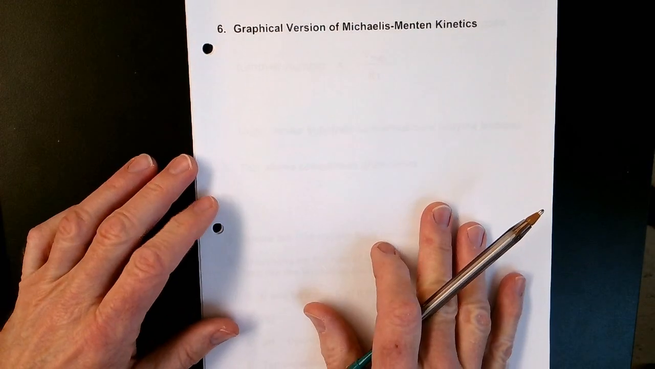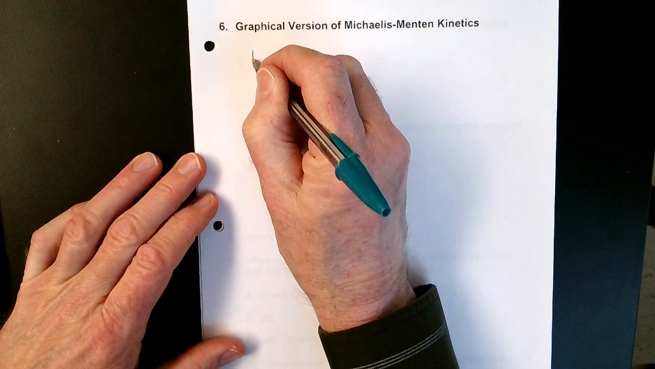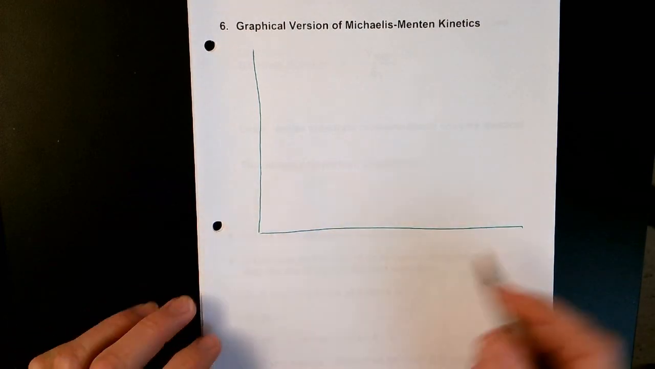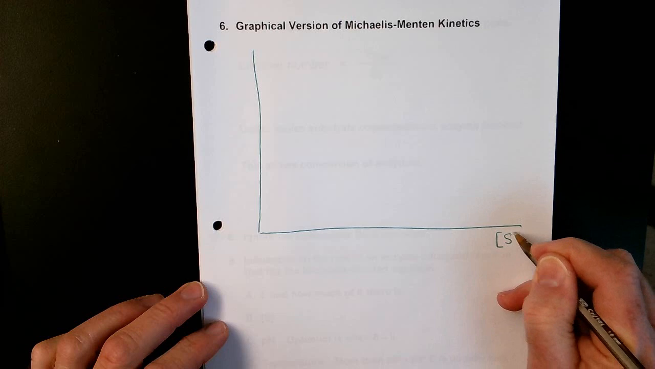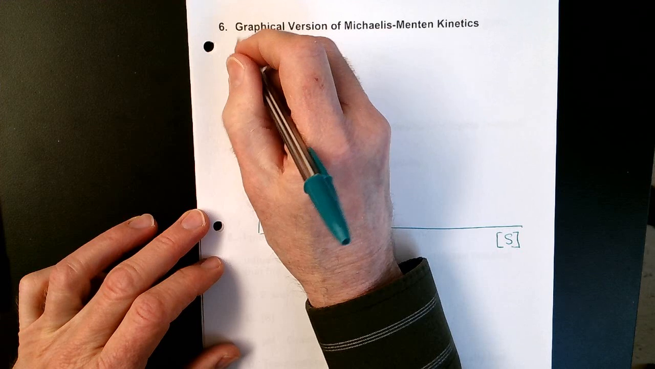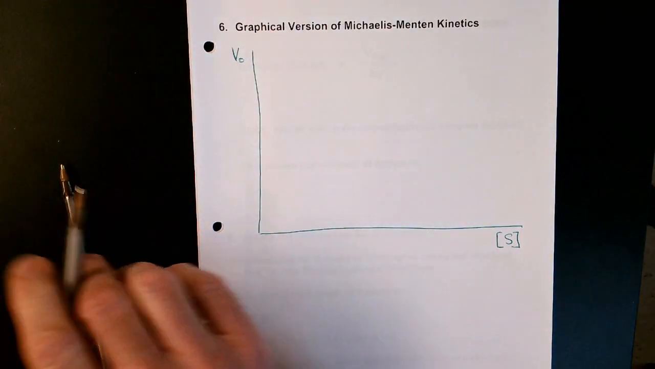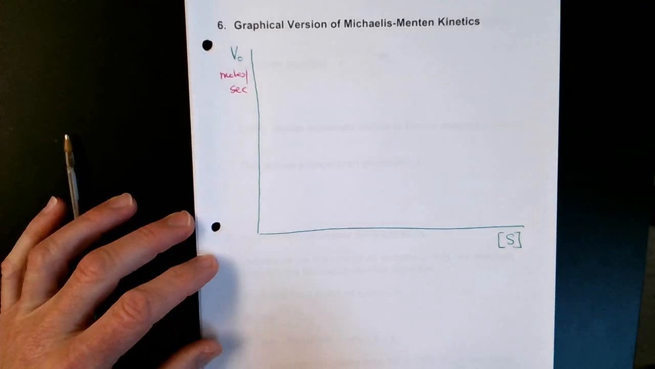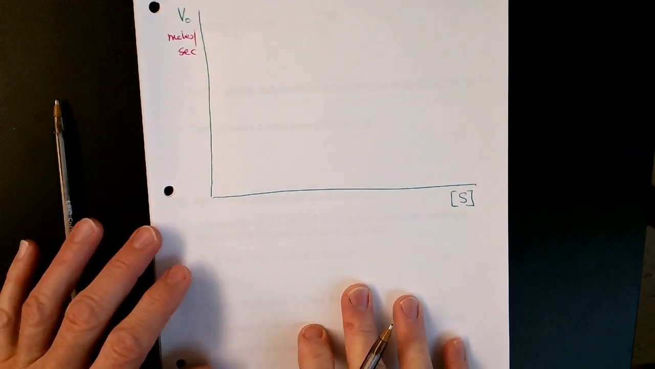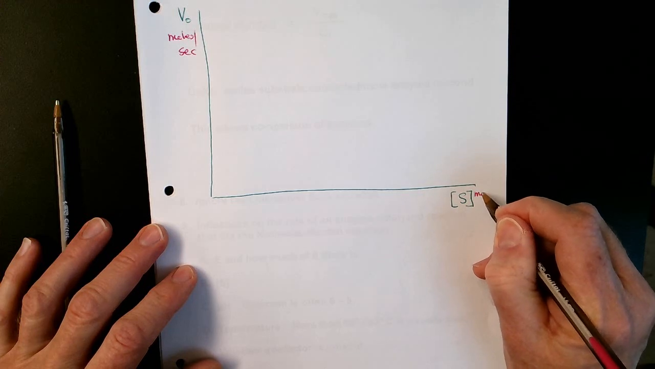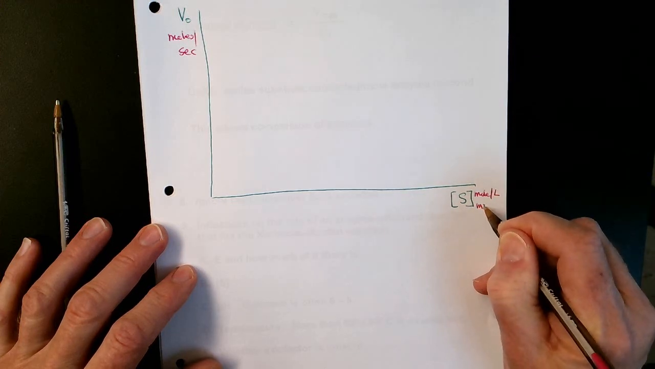And here's a standard plot. I want to fill up a good-sized chunk of the page with a plot. So here's what you're looking at. Your variable is the substrate concentration, and what you're observing, the dependent variable, is the initial velocity. This will be in units of something like moles per second or millimoles per second. Can be any concentration. And down here your substrate concentration will be moles per liter. It can be millimoles per liter, just some concentration.